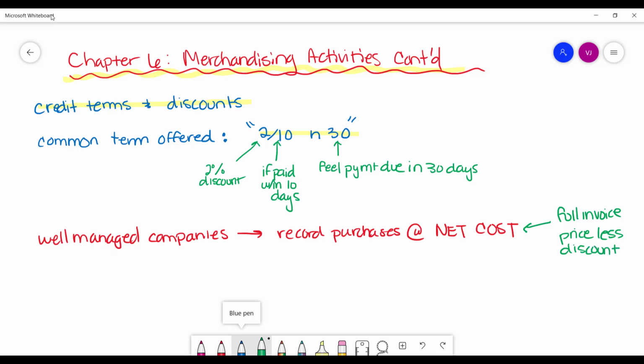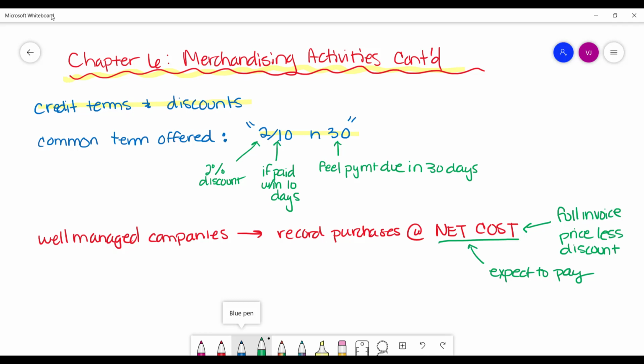A well-managed company will record their purchase at net cost, because the net cost is what they expect to pay. They expect to pay within that discount period. Because really, if you look at some of these larger companies, 2% might not seem like a lot. But especially the larger you are, 2% of millions can be substantial. And really for any company, any money that they can save, the better, right?